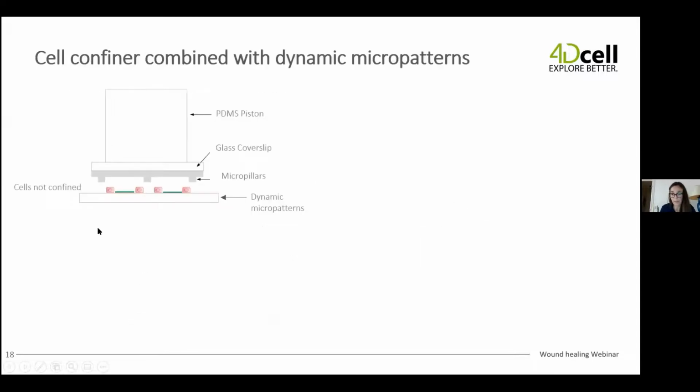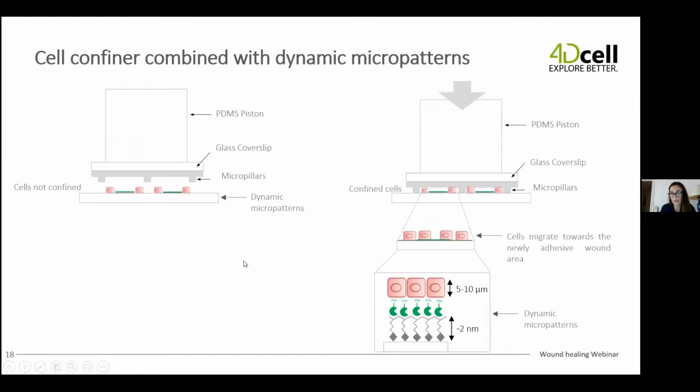So when combining this with the dynamic micropatterns, it's very similar. Instead of having just the cells attached to the bottom of a petri dish, for example, you can have the cells already seeded in the dynamic micropatterns, and then you add the trigger protein, which will make the non-adherent area become adhesive. And then you close the system, the confiner, and you can see here that the cells will be compressed to the height that you predetermined. And this will allow you to do these additional experiments that I was describing.